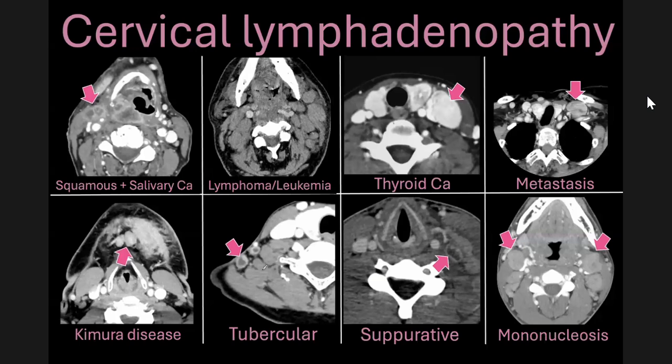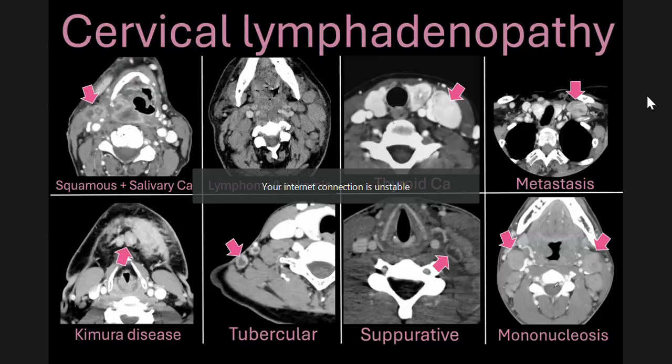Tuberculosis, you know, is definitely endemic in India, and is the most common cause for cervical lymphadenopathy, I imagine, in the Indian suppurative setting, and then infectious mononucleosis and other viral exanthems can present with cervical lymphadenopathy.